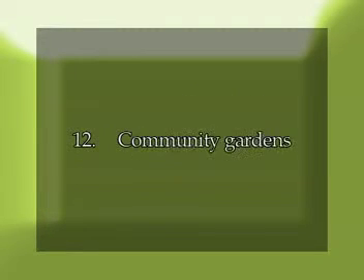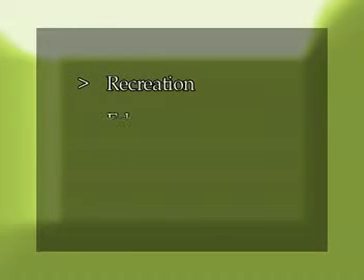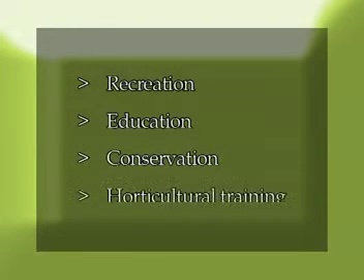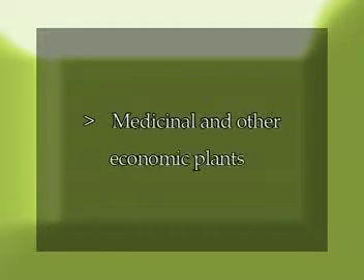Number 12, community gardens are generally small gardens with limited resources developed for and by a local community to fulfill its particular needs, such as recreation, education, conservation, horticultural training, medicinal and other economic plants.